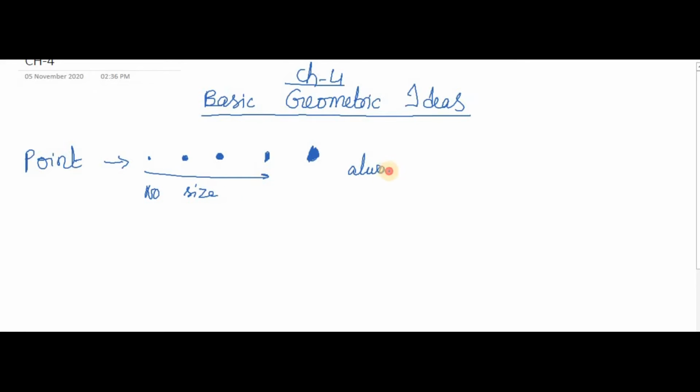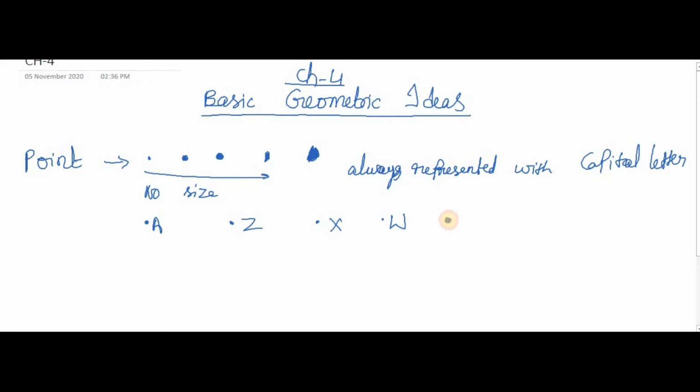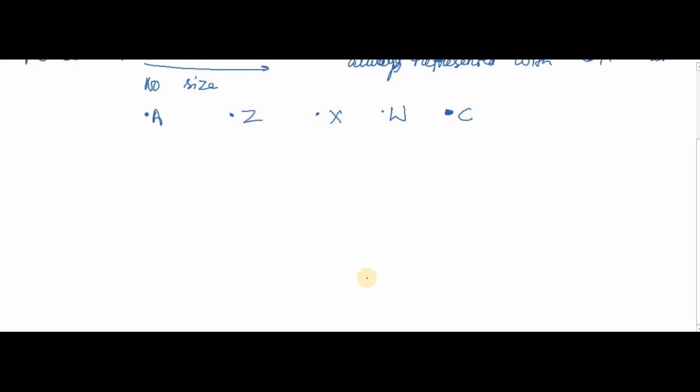And always a point should be represented with a capital letter. For example, if I want to represent, this is A like this, or you want Z or X, W like this, you can. I don't want to represent a smaller one, I just want to take a bigger one. Now I'll go for C. Like this also you can represent. This is about your point. So you can easily understand that it should be represented by a capital letter, and for this there is no particular size. It is not going to be defined. Okay, that is about your point. And coming to the next thing is ray.